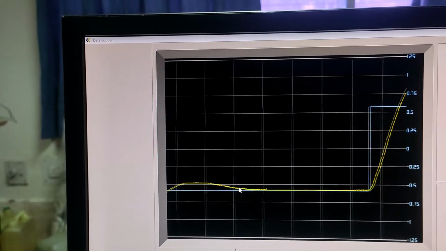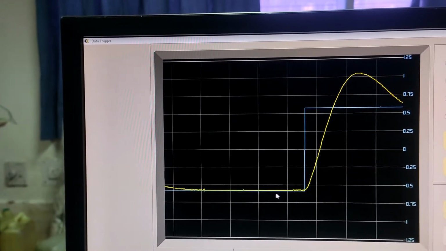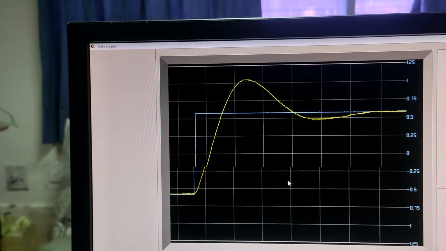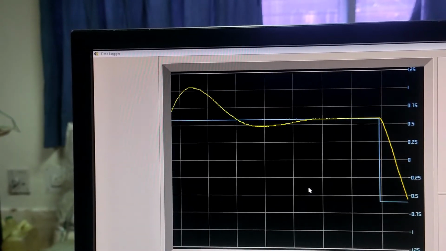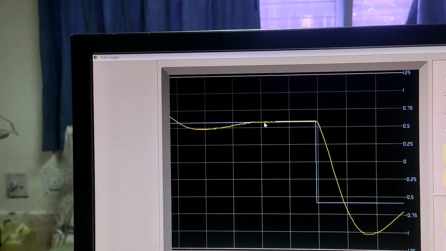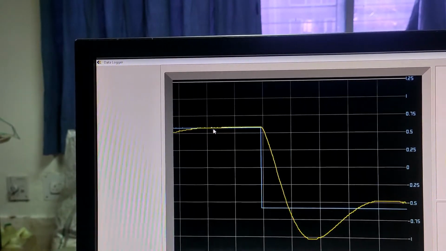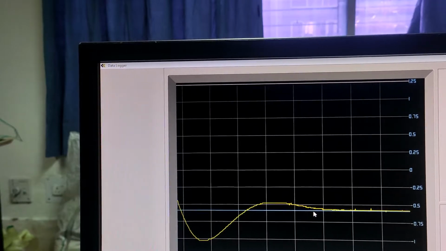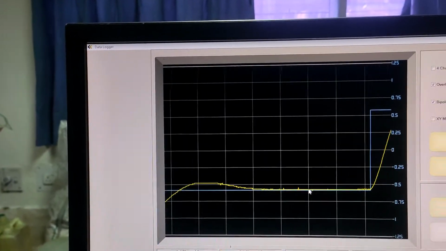Well, with all three controllers, it will take some time, about 1, 2, 3, 4, 5 seconds, to stabilize your system with this PID controller, okay.